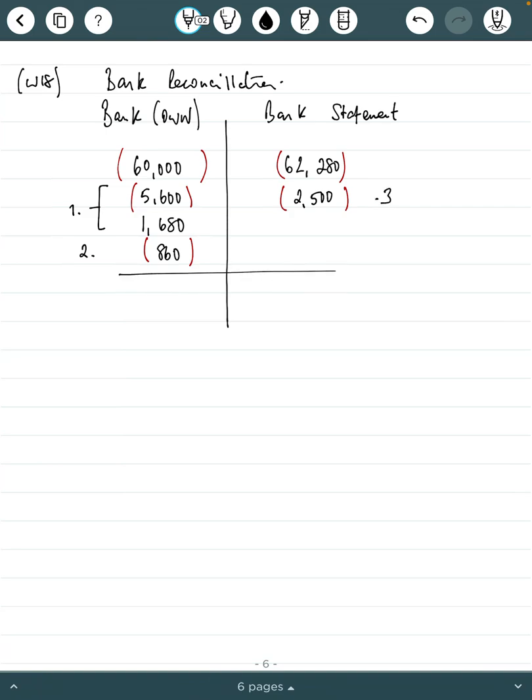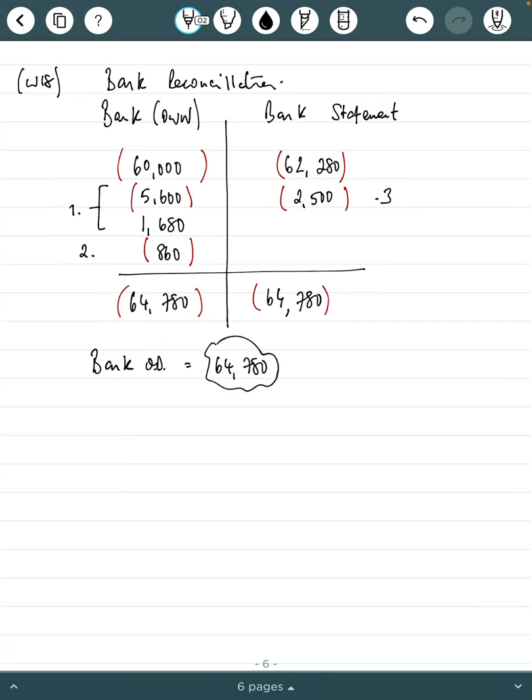Now, we hope that these two match up, and in this case they do. So 64,780, and this is also 64,780. Both of these are overdrafts, and they match up, so we know that we're correct. So my bank figure that I'm going to bring into my balance sheet is a bank overdraft of 64,780 euro. And because it's an overdraft, we know it's a current liability.